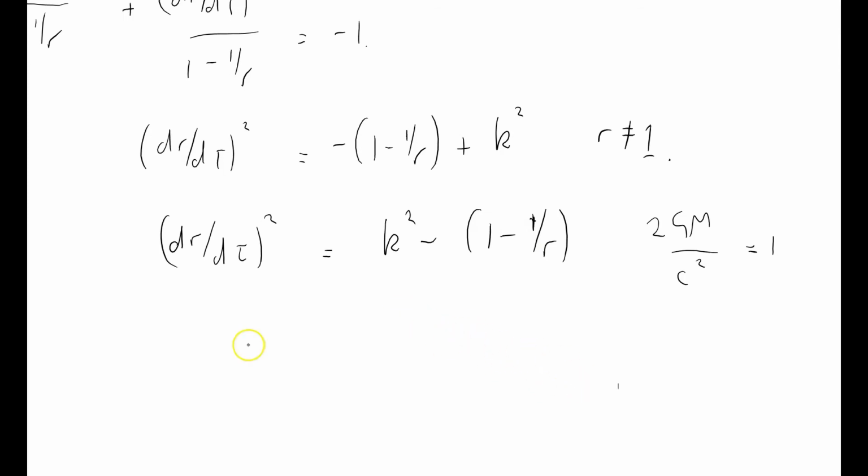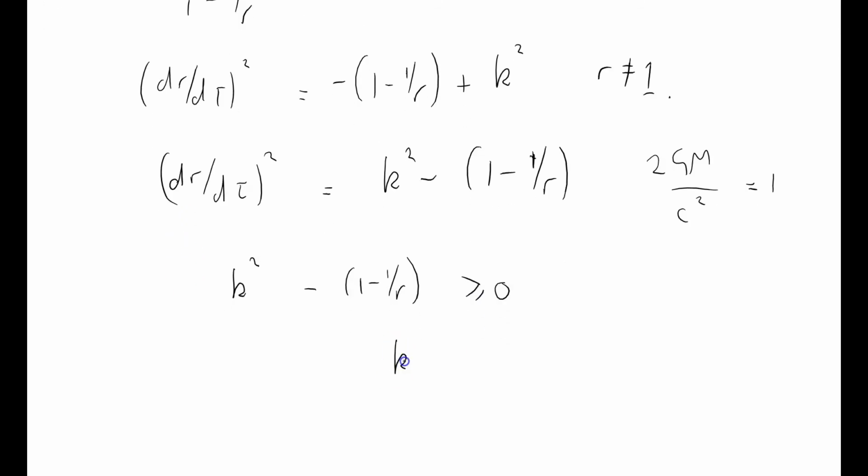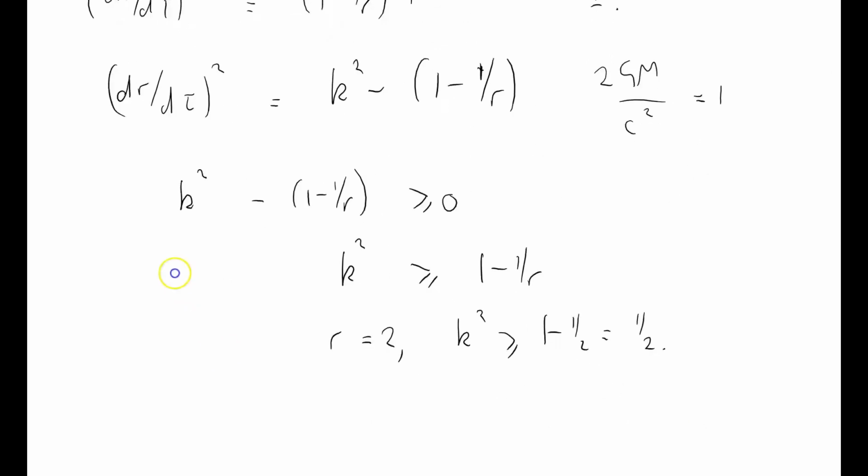So straight away I know that k squared minus 1 over r has got to be greater than or equal to 0 because it's the square of something. So that tells me that k squared has got to be greater than or equal to 1 minus 1 over r. It's easy to get these signs wrong. For example, if r equals 2, if you're at 2 Schwarzschild radii, then k squared is greater than or equal to 1 minus a half equals a half, and so we've got a restriction on k.